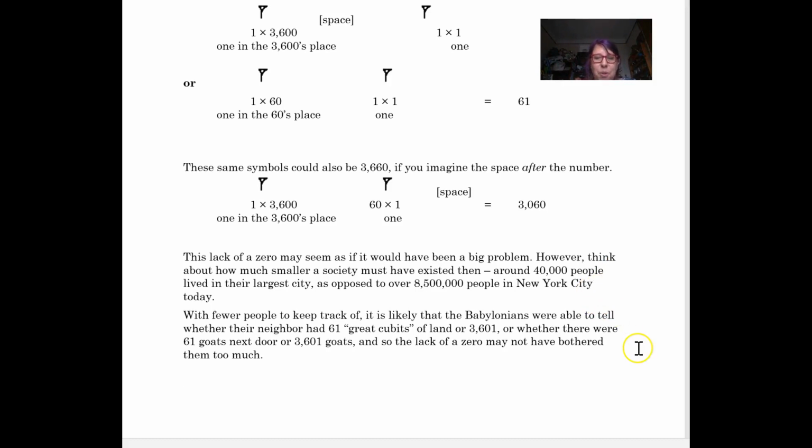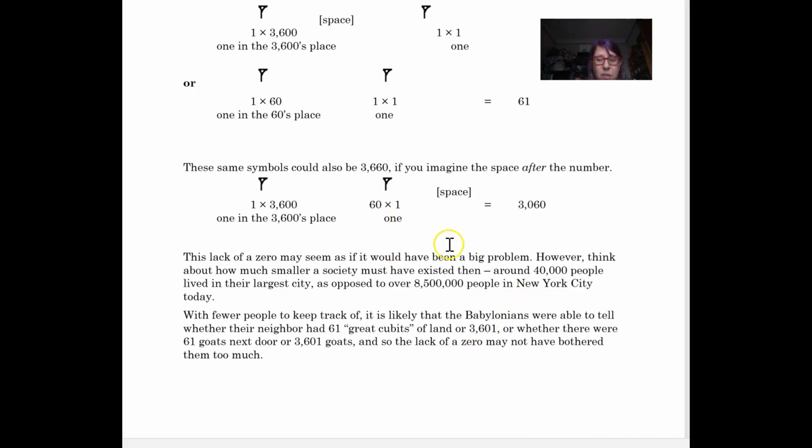So that seems like a huge problem, but I think their civilization was so much smaller than ours. Only about 40,000 people lived in their largest city, as opposed to how big New York City is. So it's pretty likely that they knew if their neighbor had 61 goats or 3,601 goats, which would make a lot more noise and take up a lot more space, right? So I don't think the Babylonians missed that 0.